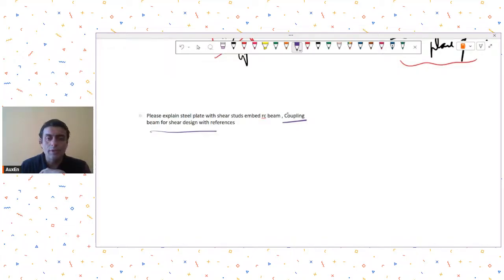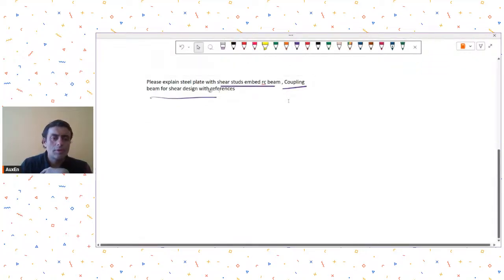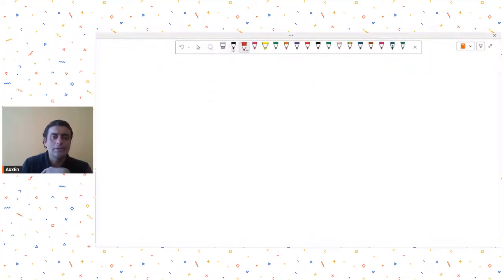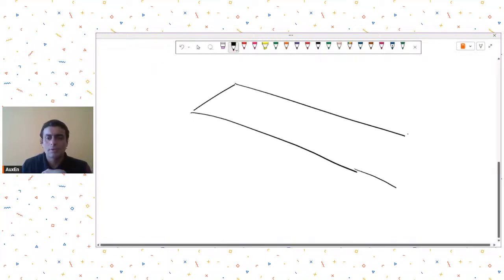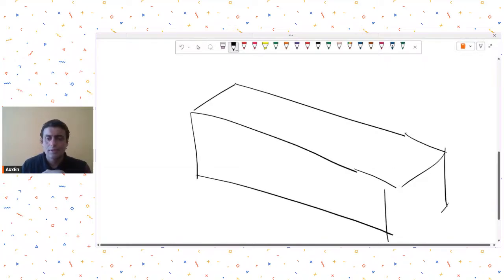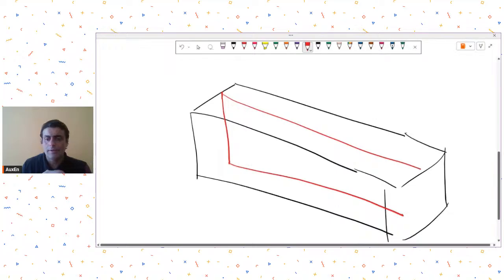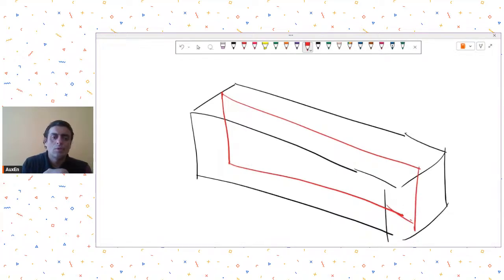So are there two different questions or what? Please explain steel plate with shear studs embed RC beam, coupling beam for shear design. I think he is asking that this question has been asked before also, although I don't have a ready answer for this because I have not done it myself. So what he is saying is that he has seen that in beams they embed a steel plate inside the beam. So what is the role of this steel plate?